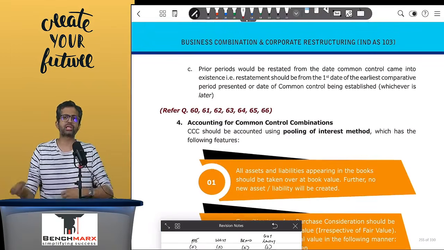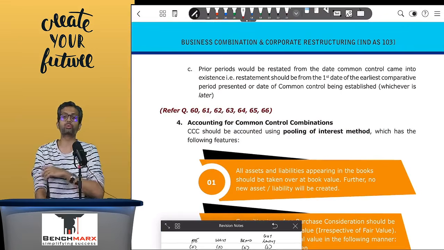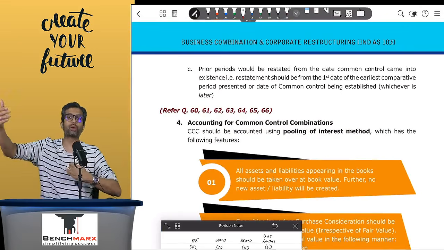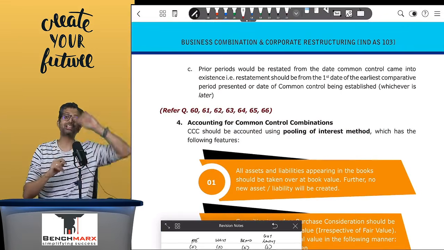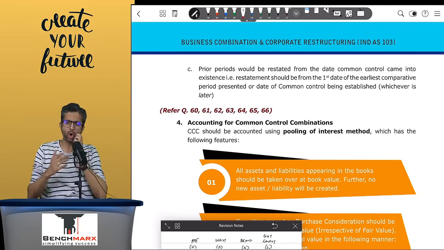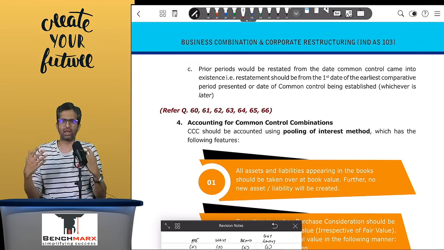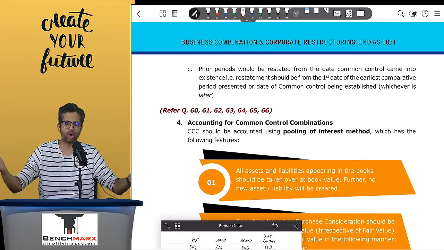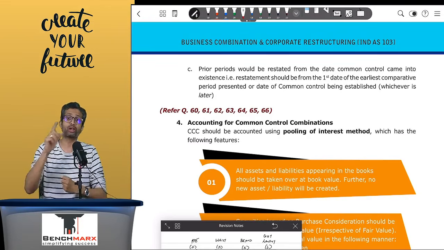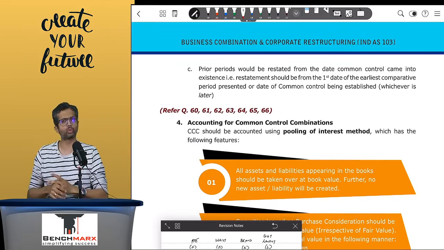In case there is a common control combination and you were to prepare financial statements, we can retrospectively restate from the date the common control originally existed or the start of the year. You do not have to actually look at the date when the combination happens. For all practical purposes, you are under common control, and hence the standard allows you to retrospectively restate from the date the common control was existing.